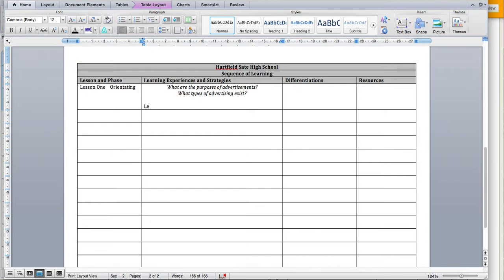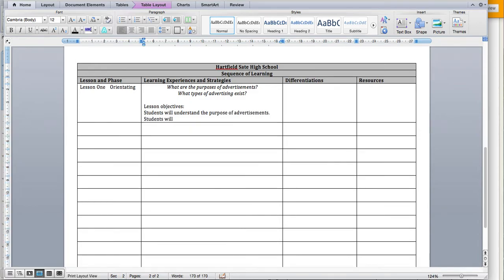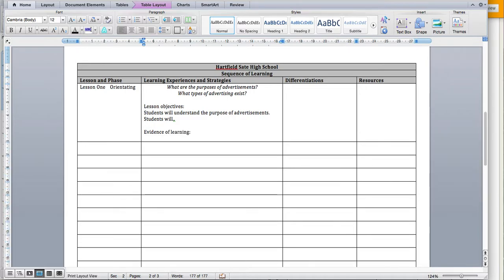Underneath that, we will have our lesson objectives. Now they sort of mirror those questions. So students will understand the purpose of advertisements. Students will. You might have 3 or 4 of those. Evidence of learning is the next subheading. This is what you'll look for as a teacher to see that your students have met these lesson objectives. So can the student?